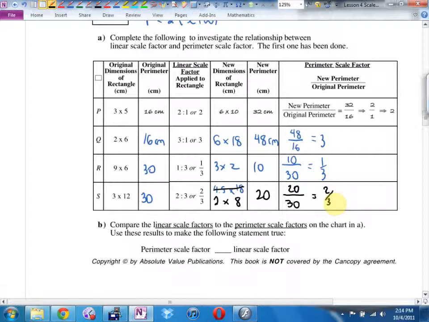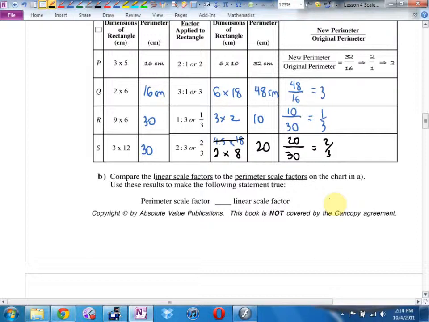Part B says, compare the linear scale factors and perimeter scale factors and use these results to make the following statement true. What can you say about the linear scale factor and the perimeter scale factor? They are the same. Matches. Perimeter scale factor matches, equals, is the same as linear scale factor.